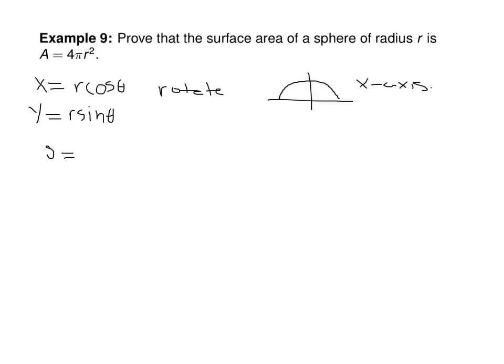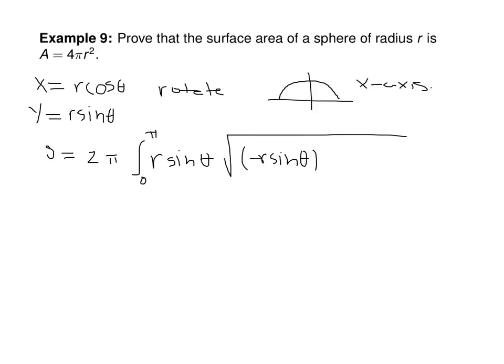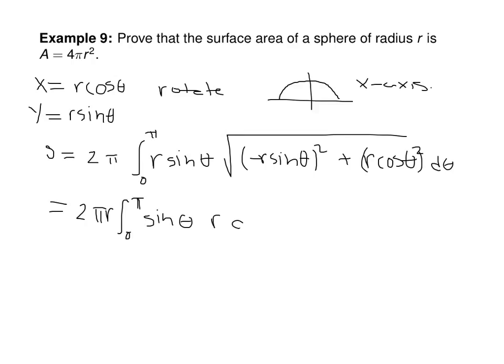So the surface area will be given by 2 pi, integral from 0 to pi, so 2 pi y, r sine theta, times the root of dx dt squared plus dy dt squared. So dx dt is negative r sine theta quantity squared plus r cosine theta quantity squared d theta, which will be 2 pi integral from 0 to pi, actually that r can factor out, sine of theta times r.